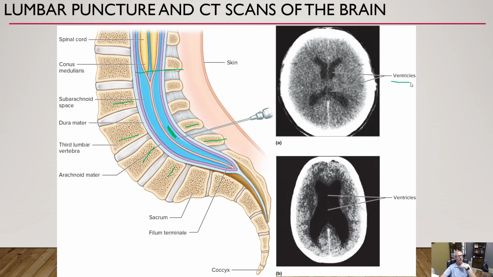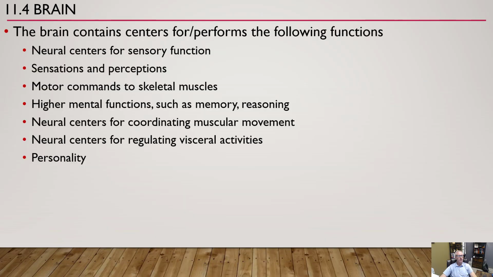And this picture on the right is just showing normal ventricles versus ventricles that have excess cerebral spinal fluid. All right, moving on. So, really, I think you all know this already.